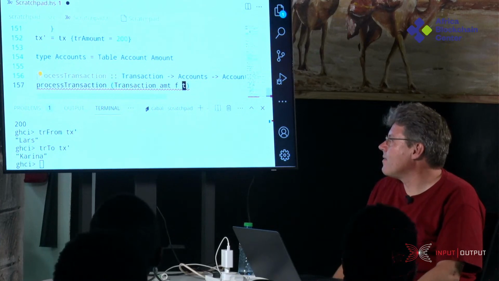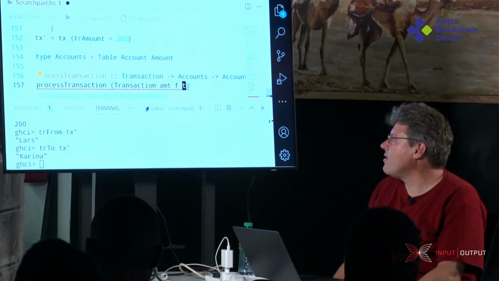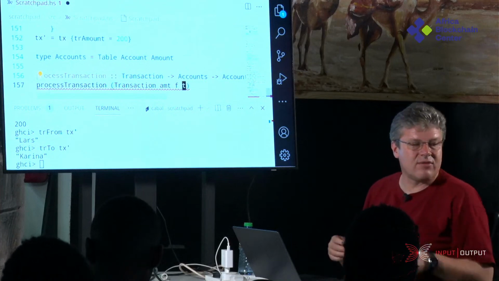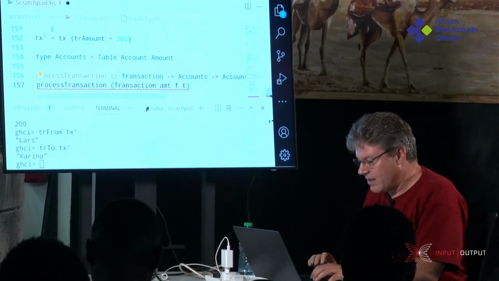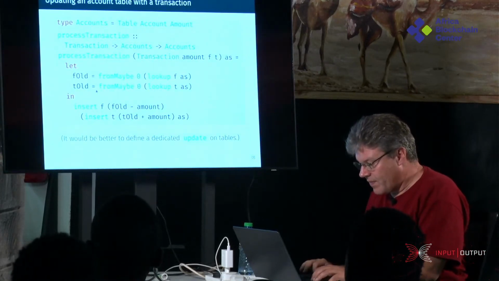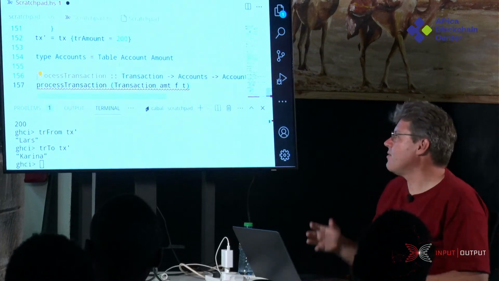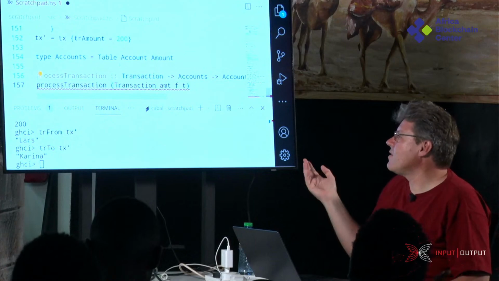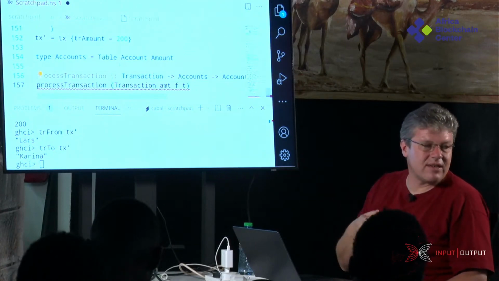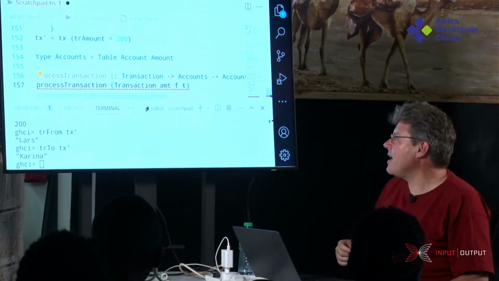And of course it could be that from or to doesn't even exist, so they don't have a bank account yet. Now, using the functions that we defined during this lecture, we can do that relatively elegantly.